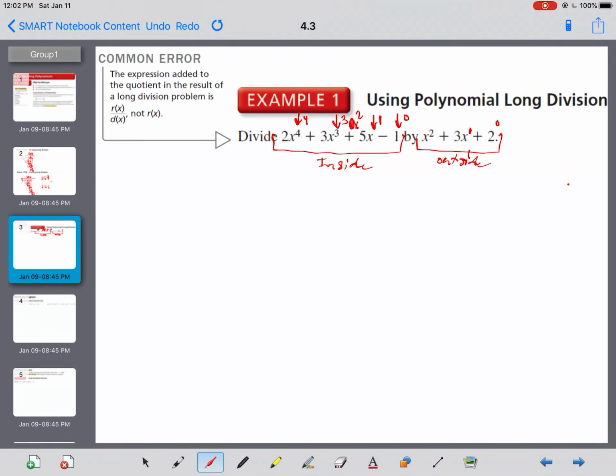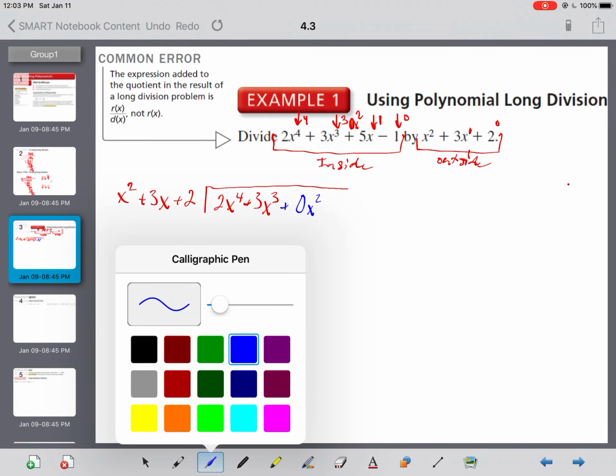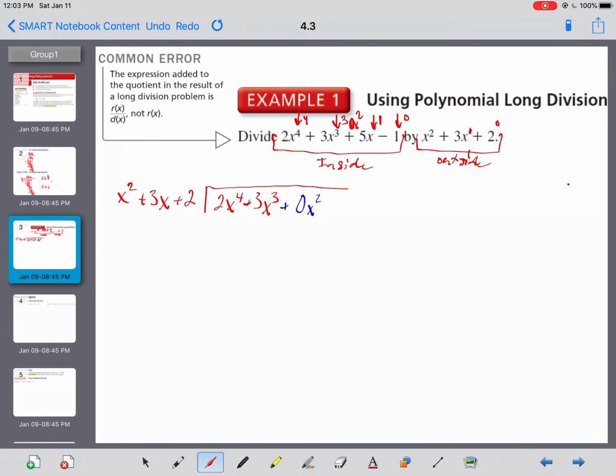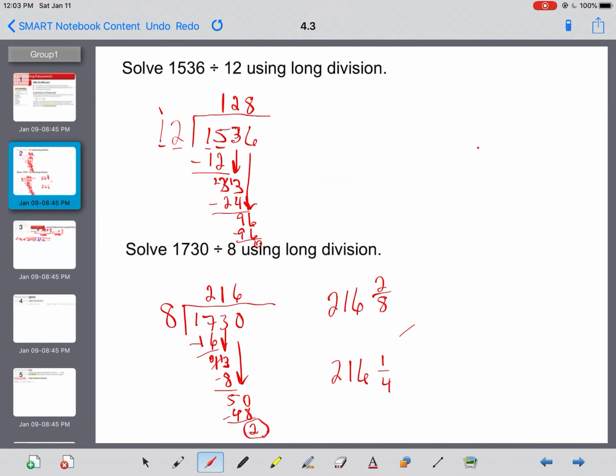They're all there. So we're going to write x squared plus 3x plus 2. That goes on the outside. And on the inside is 2x to the 4th plus 3x to the 3rd plus 0x squared. We need that placeholder. I did it in a different color so you can see it. Plus 5x minus 1.